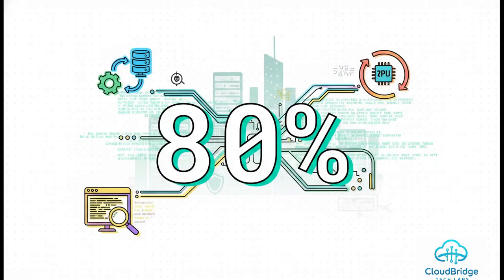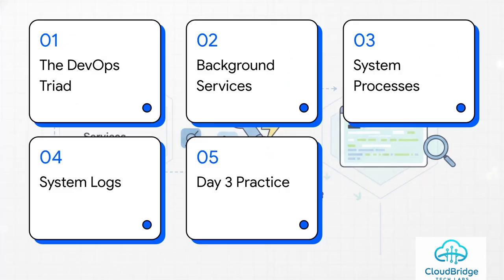And get this, 80%. If you can master just 3 hidden elements, which we're actually going to unpack today, you'll be empowered to resolve 80% of real-world Linux and DevOps issues. Literally, you'll be handling these crises like an absolute pro, with zero panic required. Here is our agenda for today. We'll cover 1, the DevOps troubleshooting triad, 2, controlling background services, 3, managing active system processes, 4, reading the system logs, and 5, your day 3 practice.